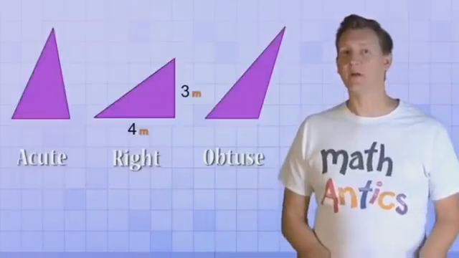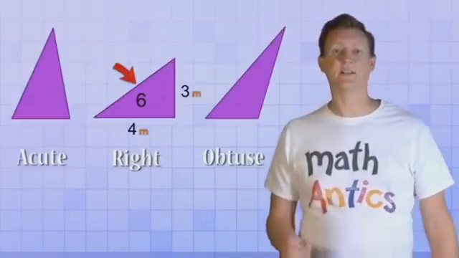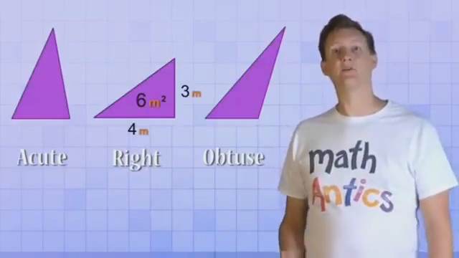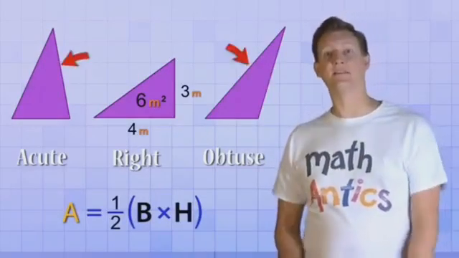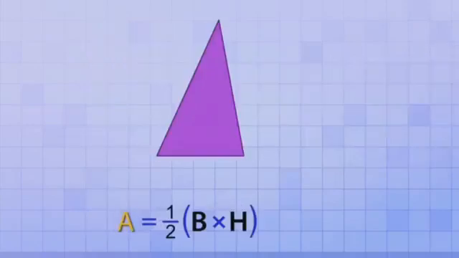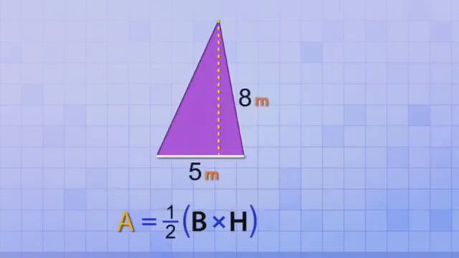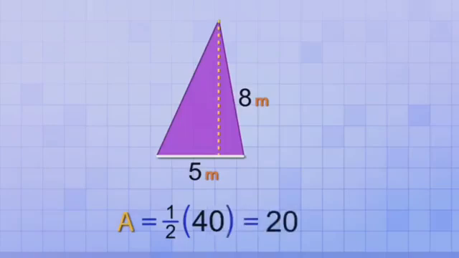Okay, we already figured out that the area of this right triangle was 6 square meters. So let's practice using our new formula to calculate the area of these last two triangles. Our diagram shows that the base of this acute triangle is 5 meters and its height is 8 meters. So we plug those values into our formula for area and we get area equals 1/2 of 5 times 8. 5 times 8 is 40 and 1/2 of 40 is 20. So the area of this triangle is 20 meters squared. Don't forget that the units of measurement for area will always be square units.